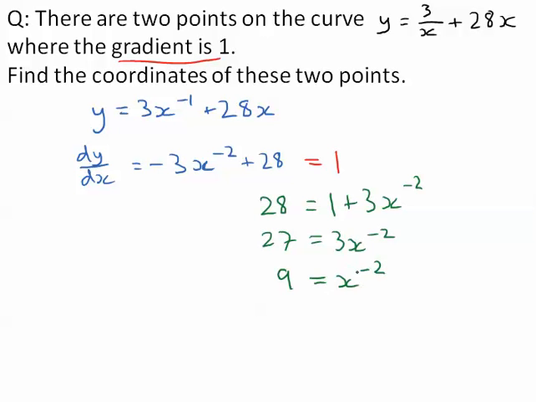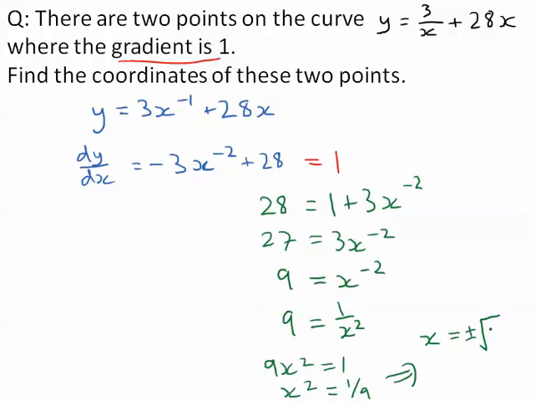And the x to the power negative 2 is the same as 1 over x squared. So we now have that 9 is equal to 1 over x squared, and we can multiply both sides by x squared, which gives us 9x squared equals 1, and then divide both sides by 9 to get x squared is 1 over 9. I'm running out of space here. Let's continue up here. So if x squared is 1 over 9, then that means x is going to have to be plus or minus the square root of 1 over 9, which is plus or minus 1/3.